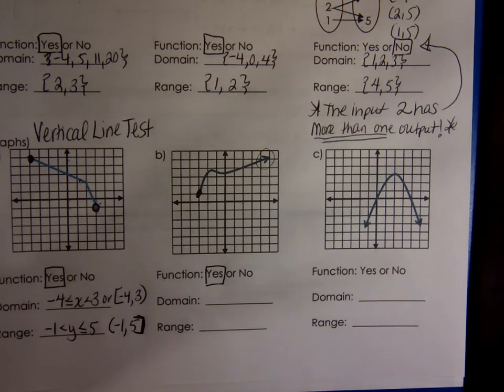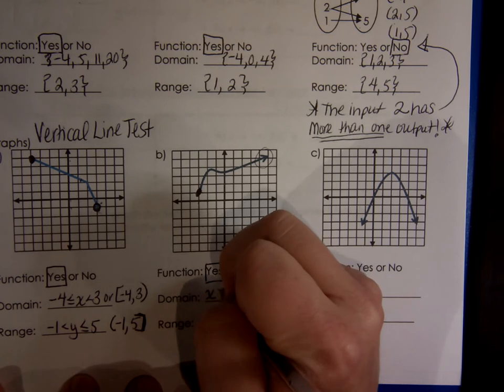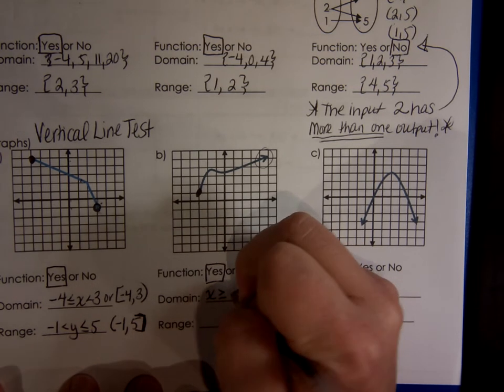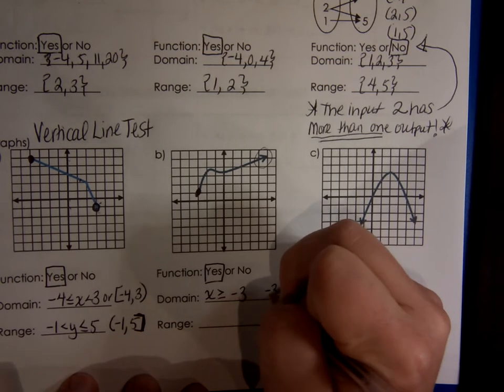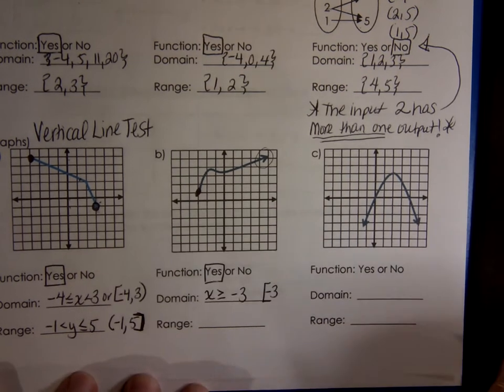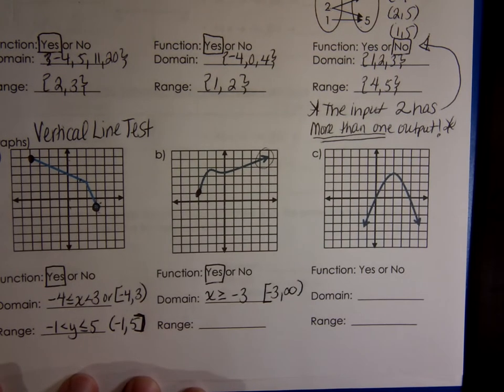And the way that we would express it is we would say that all values of x would be greater than or equal to -3. And to write it in interval notation, we start at -3. That is our most minimum point. And it goes on forever and ever all the way to positive infinity.